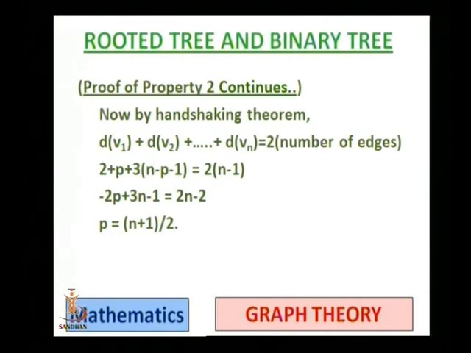Now a very basic theorem of graph theory, the handshaking theorem, says that the summation of all degrees of the vertices must be equal to 2 times the number of edges. So if we make the sum of the degrees of the vertices, there will be one vertex of degree 2, so the first term is 2 into 1, that is 2, plus p vertices of degree 1, which gives p into 1, that is p, and the number of vertices of degree 3 is n minus p minus 1, so that term becomes 3 times n minus p minus 1. So the total degree sum reduces to 2 plus p plus 3 into n minus p minus 1.